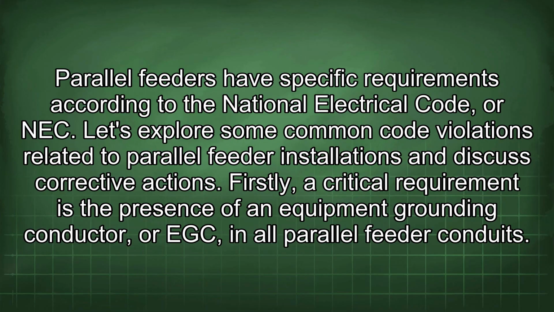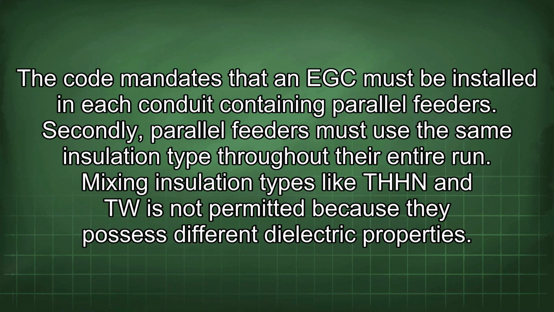Parallel feeders have specific requirements according to the National Electrical Code, or NEC. Let's explore some common code violations related to parallel feeder installations and discuss corrective actions. Firstly, a critical requirement is the presence of an equipment grounding conductor, or EGC, in all parallel feeder conduits. The code mandates that an EGC must be installed in each conduit containing parallel feeders.